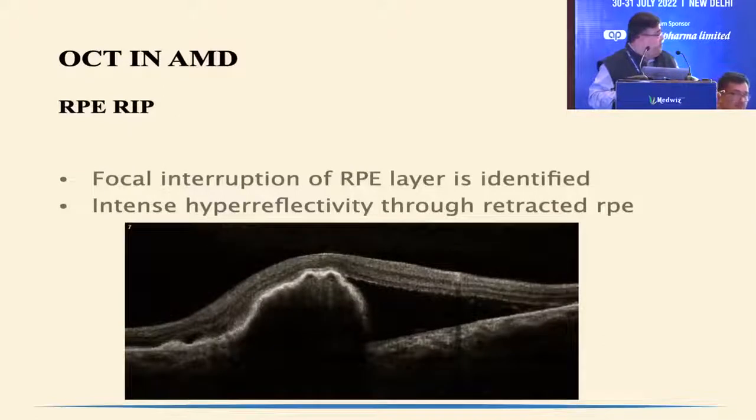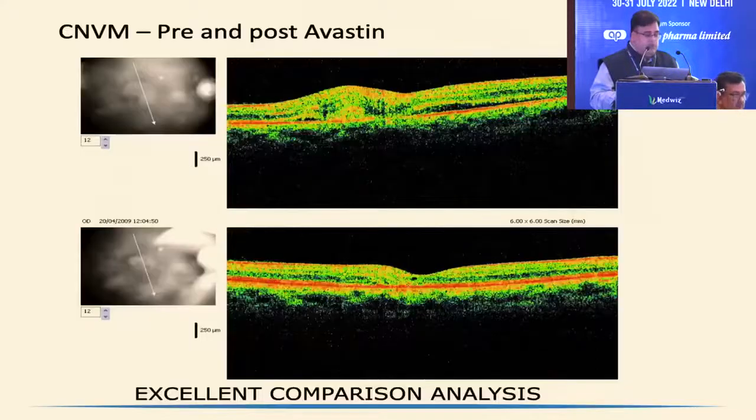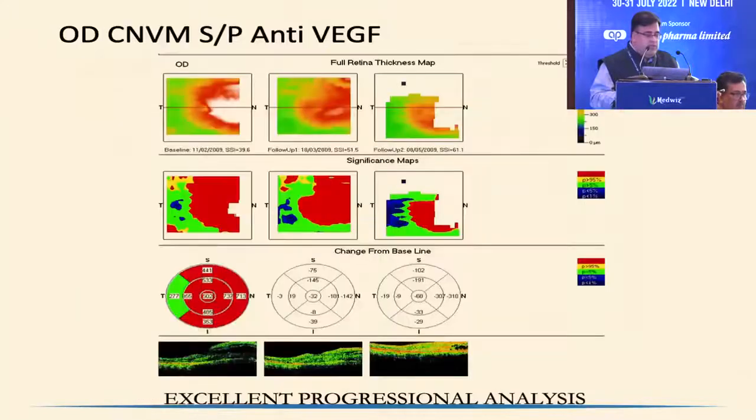You can even make out changes post-injection, where a large PED is ripped and you see the curling of the RPE, an RPE rip, in this patient here. A disciform scar is end-stage disease, wherein you see a thickened hyperreflective band at the RPE-choriocapillary complex and foveal thinning. So all these kinds of changes in an AMD patient you are able to pick up and counsel your patient. Again, a pre-post analysis, whether qualitative as in the previous slide or quantitative, can be done and shown to your patient.